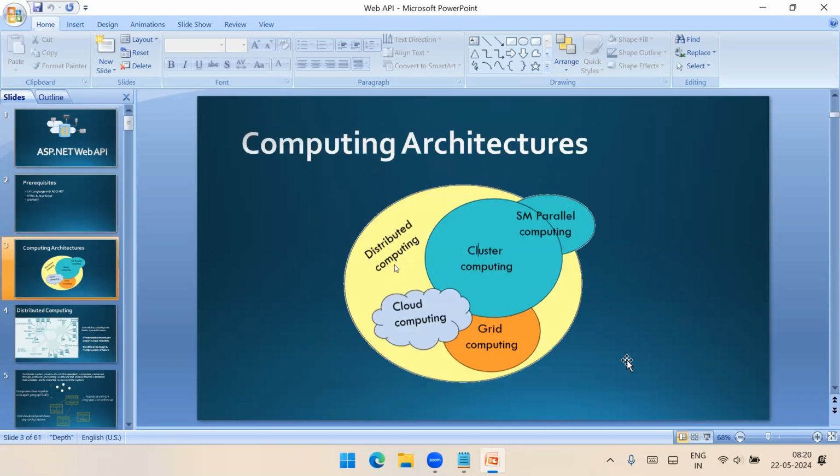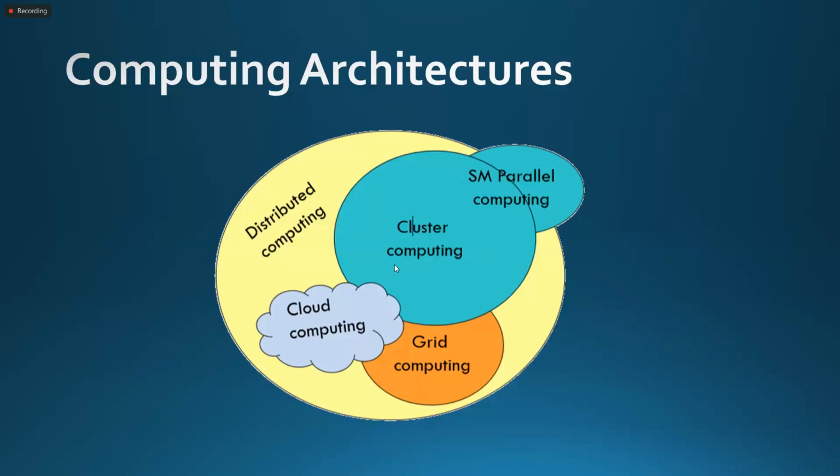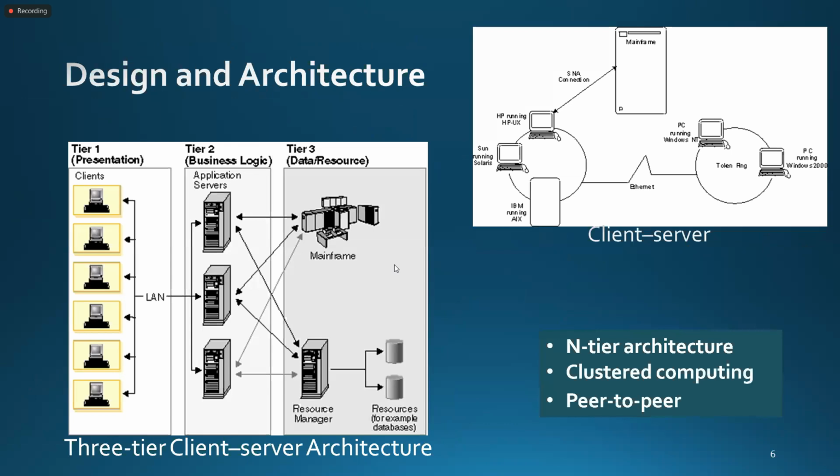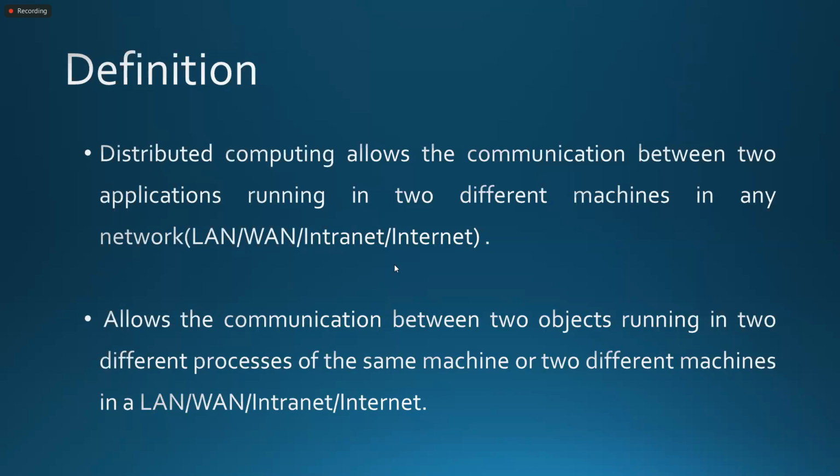So these are generally different computing architectures, as I told you. We have distributed computing, cluster computing, cloud computing, grid computing, parallel computing, like that. In that, what is distributed computing? This is the distributed computing definition actually. It allows communication between two applications running in two different machines or two objects running in two different processes of the same machine. That is called distributed.